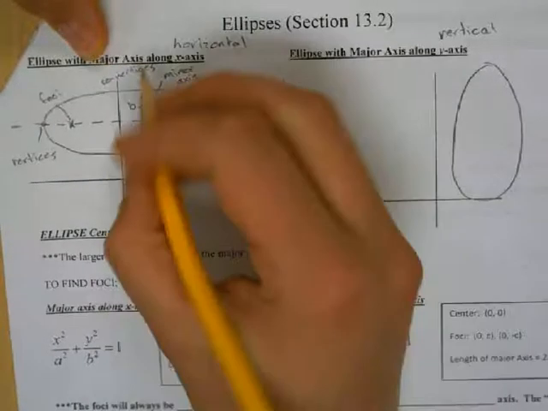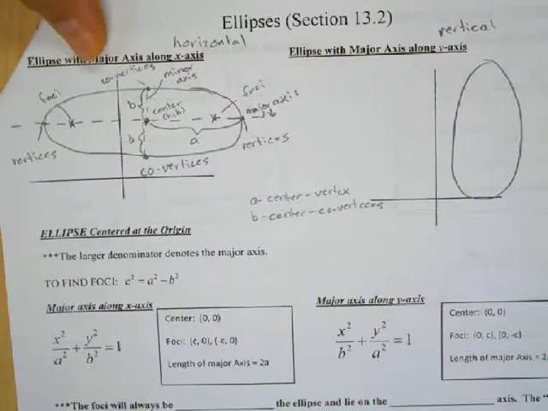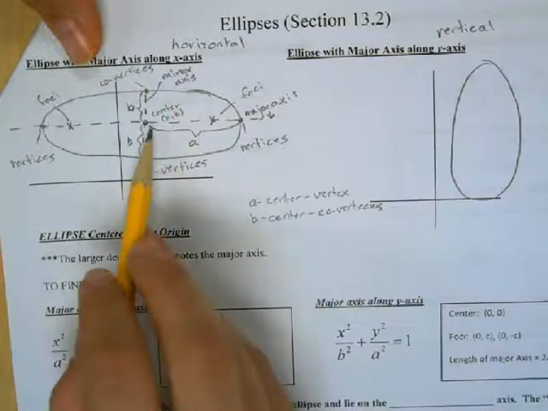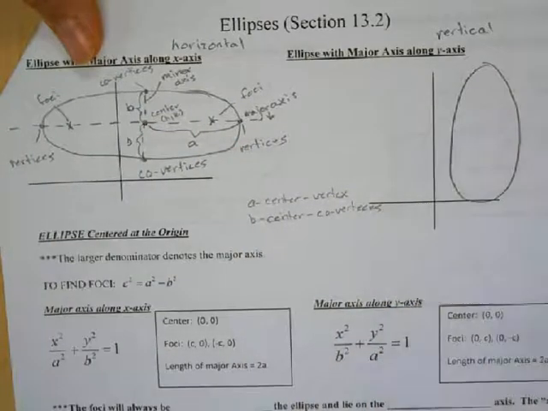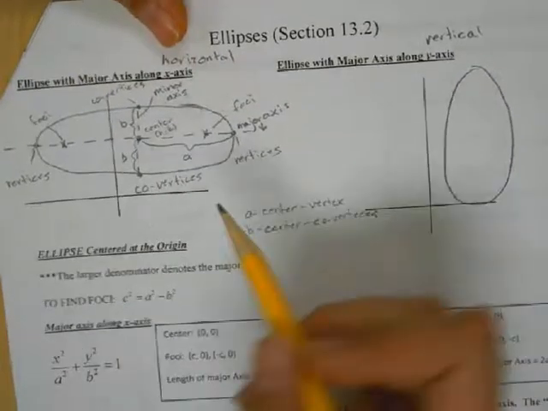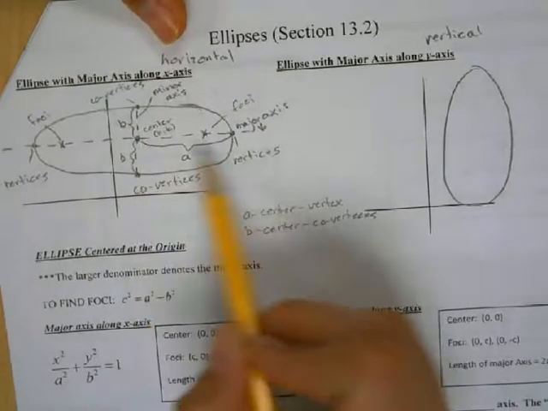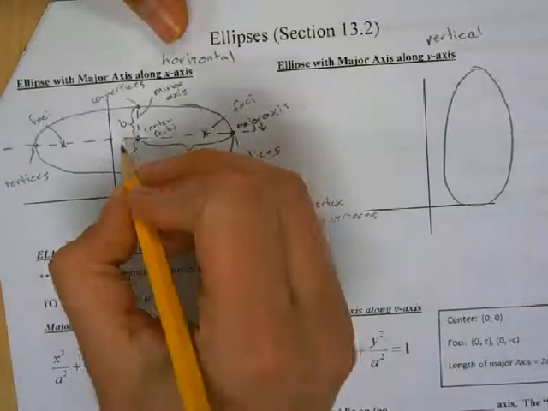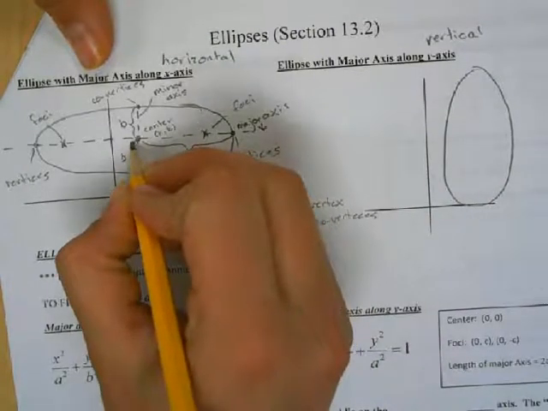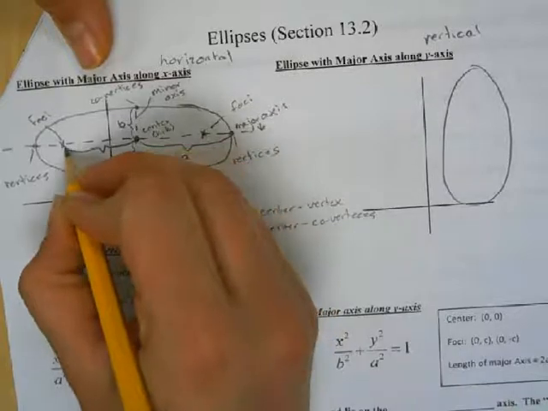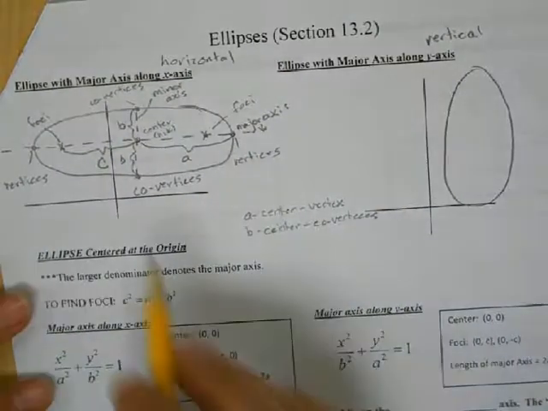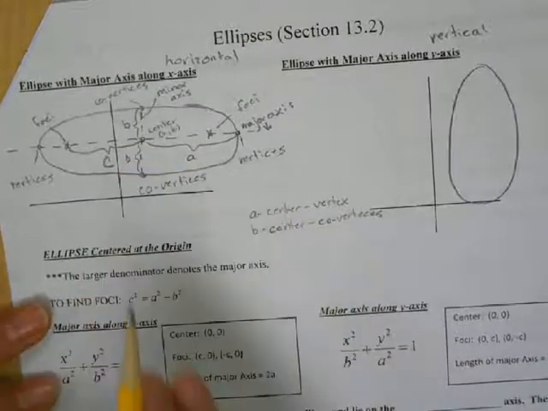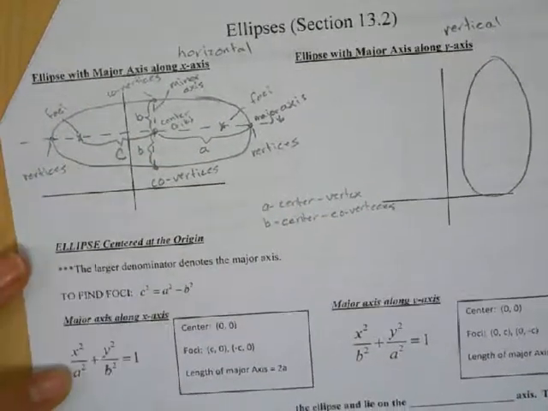These ellipses are very, very symmetrical. It's going to be the exact same distance up as it is down, same distance right as it is left. So I've got B up, B down, A right, and A left. And the last one here is the distance from the center out to the foci, which is our C value. So center to vertex is A, center to co-vertices is B, center to foci is your C value.